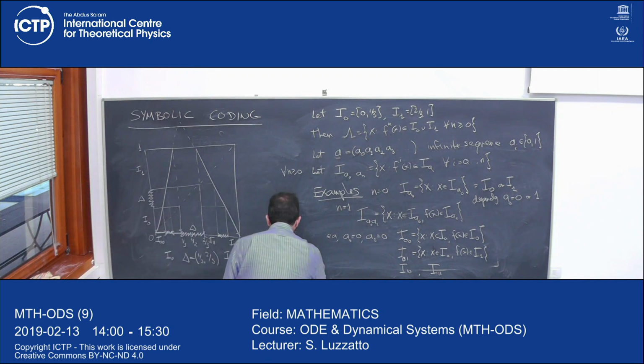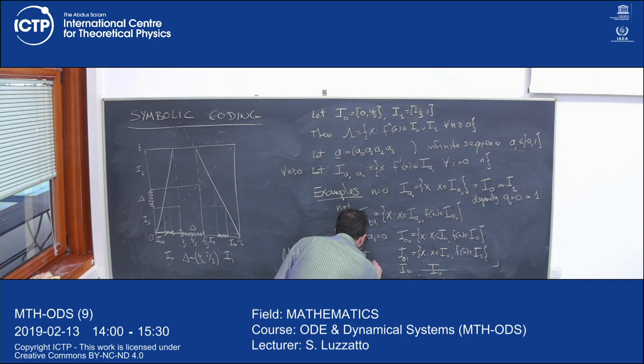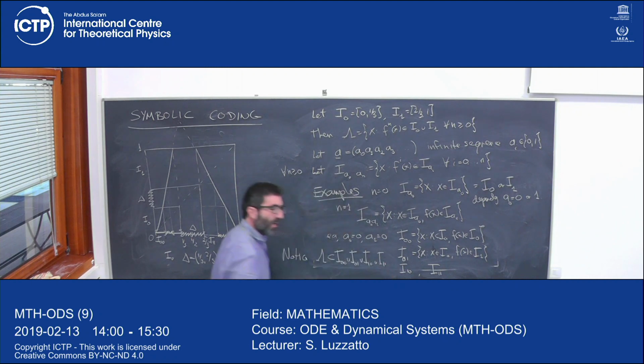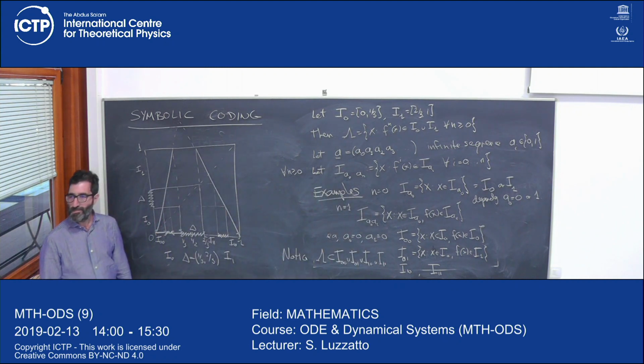Lambda, notice that, is contained in the union of I00, union I01, union I10, union I11. Why is that? Because the complement of this set is, of course, the information is, after some iterations we can take outside of one. They escape. They escape, exactly, right?